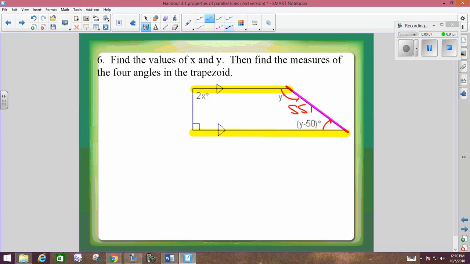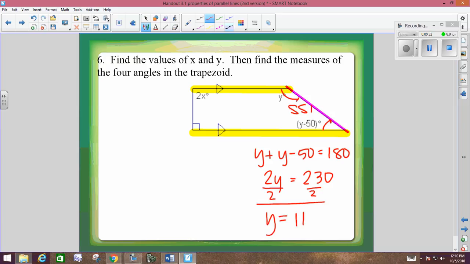And what did we learn yesterday about same side interior angles? Same sides are supplementary. They have to add up to 180. So y plus y minus 50 equals 180. Y and y make how many y's? How do I bring my 50 over? Add it. 180 plus 50? 230. Divide both sides by 2. And y equals 115.